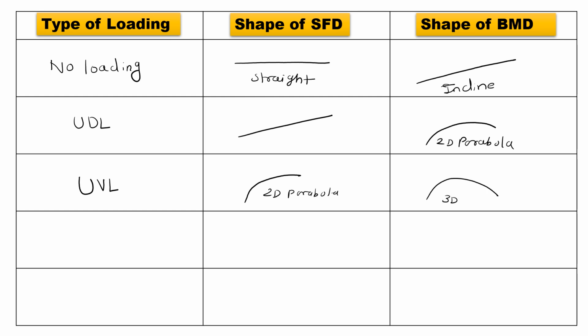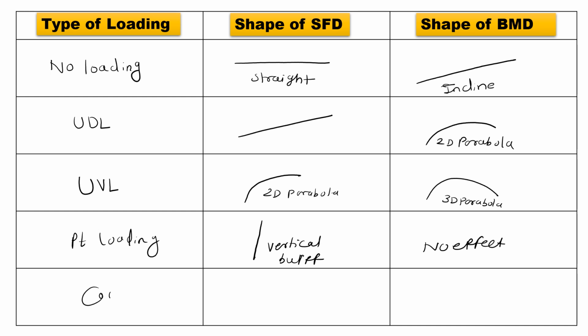The next loading is point loading. For point loading, a vertical jump, meaning a vertical line, for the shape of SFD, and there is no effect in case of BMD. Same in case of a couple: there is no effect in SFD, but a vertical jump in BMD. So this is how we can draw SFD and BMD by using these simple rules.